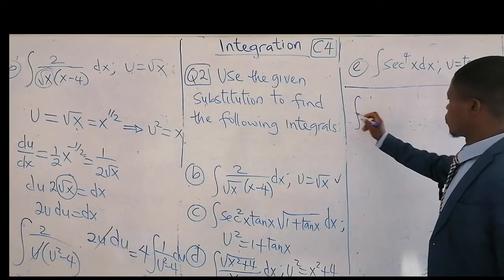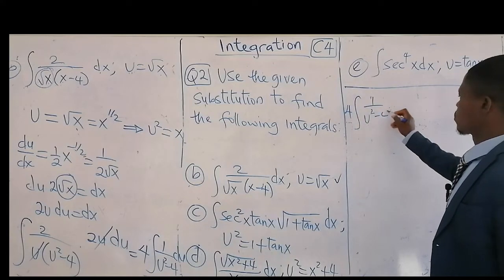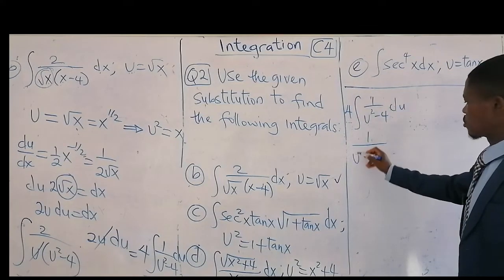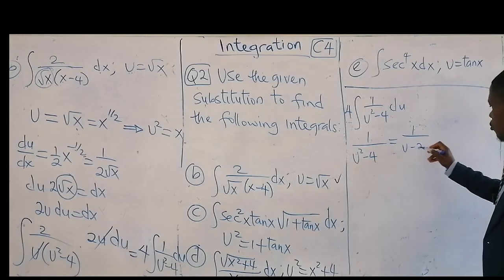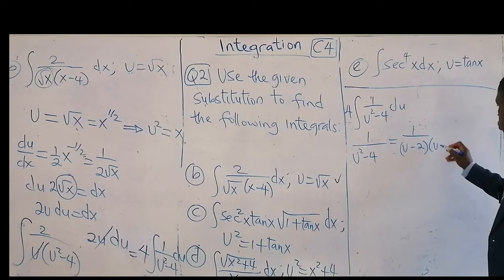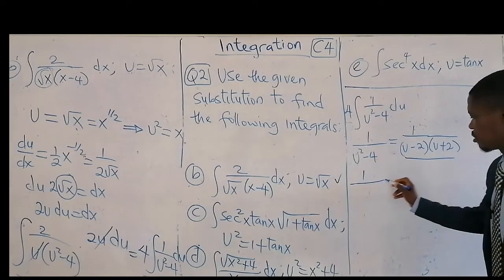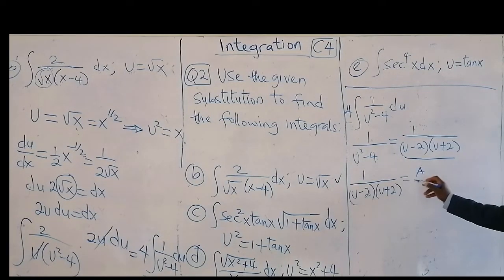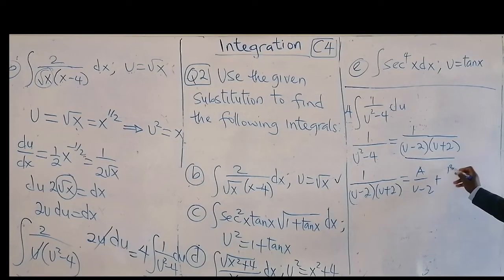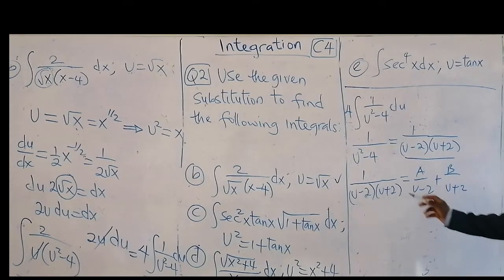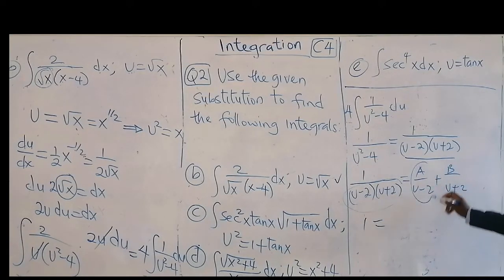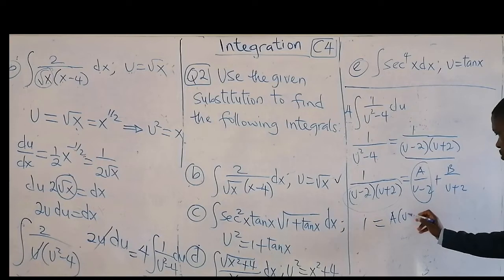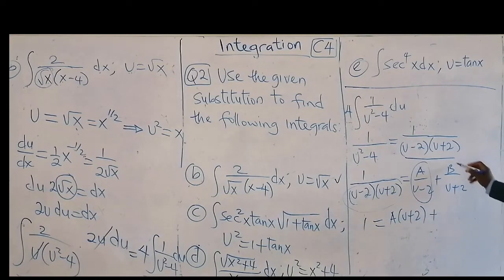Then we can solve this one. We have 1 over u squared minus 4 du. Take the 4 outside the integration, and this will be 1 over u minus 2 times u plus 2. And then we can solve this one using partial fractions, and that will be a over u minus 2 plus b over u plus 2. So multiply through by the common factor. So that will be 1 equal to a times u plus 2, plus b times u minus 2.